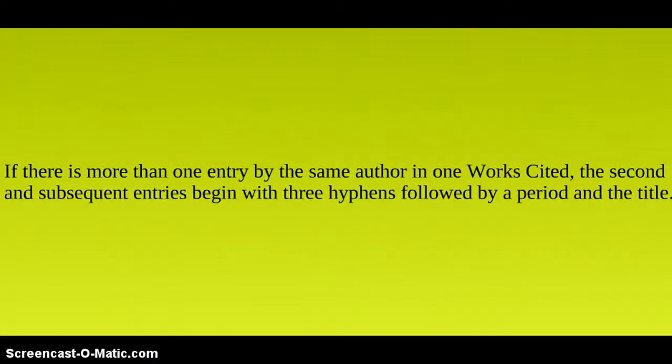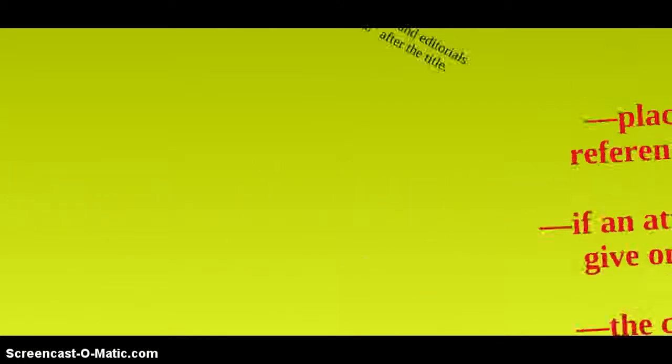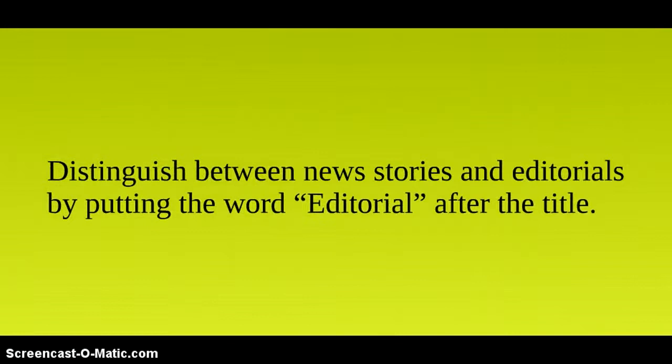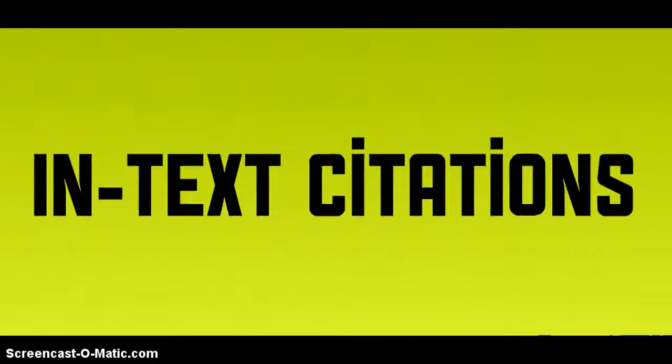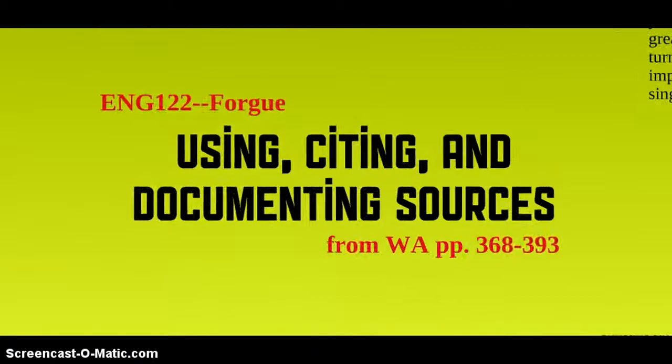If there is more than one entry by the same author in one works cited page, then the second and all subsequent entries begin with 3 hyphens followed by a period and the title of that source. You'll also need to specify the title in your in-text citation. Finally, be sure to distinguish between news stories and editorials by putting the word editorial after the title in the works cited entry. Remember these strategies for in-text citations and you'll be sure to document your sources correctly.